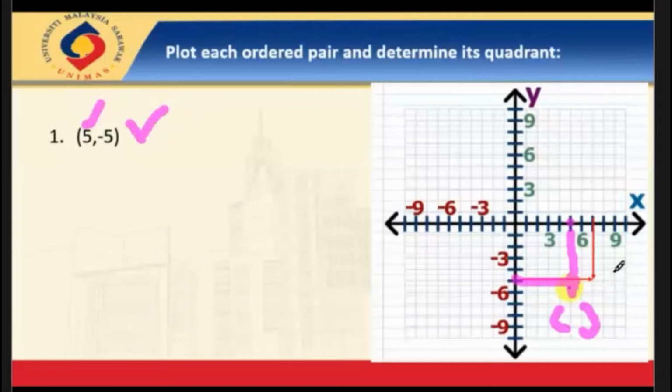Similarly, the next one, let's suppose we have 7. I think one of my arrows is wrong, so you just ignore it. Okay, so 7 and 3.